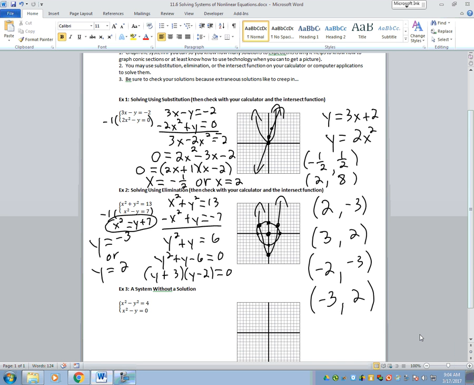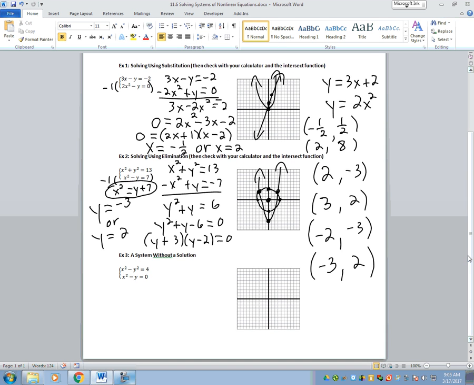So when you try elimination on this, what are you noticing? Have you gotten that far yet? What variable would I eliminate here? The x squared. If I try to eliminate the y, I won't be able to.